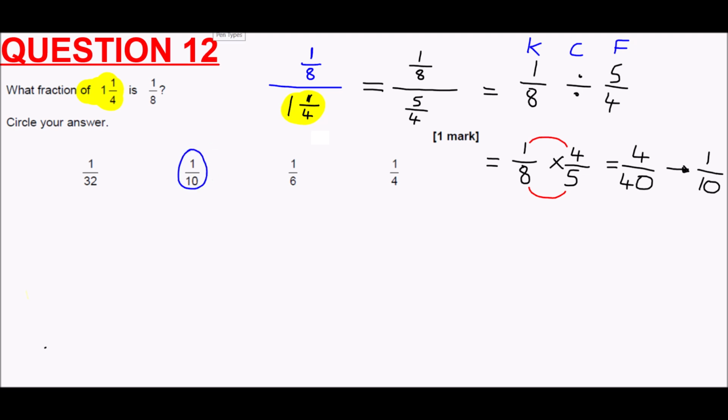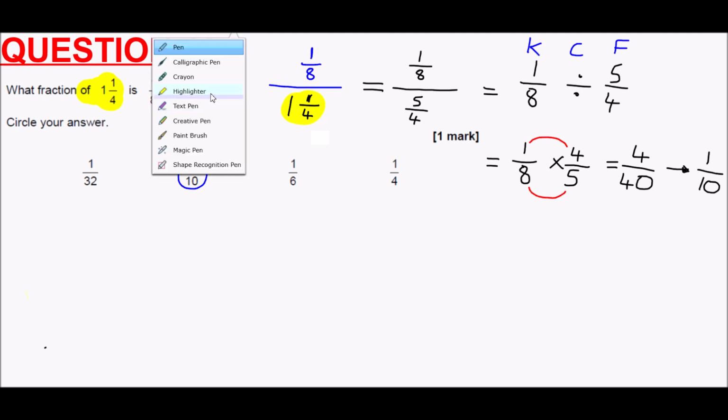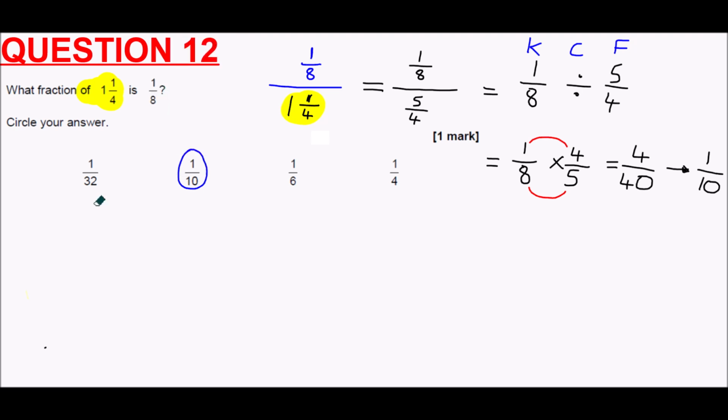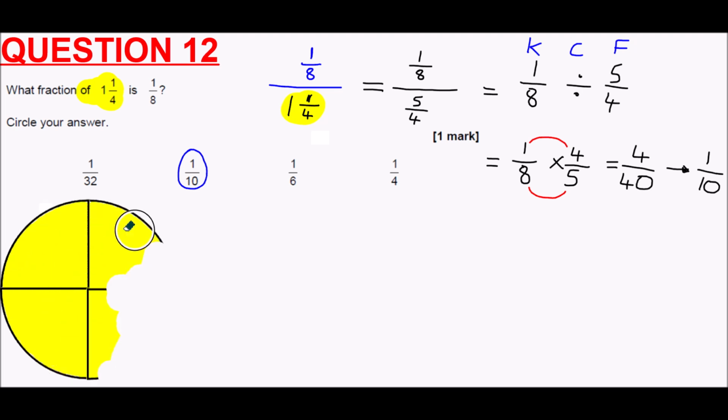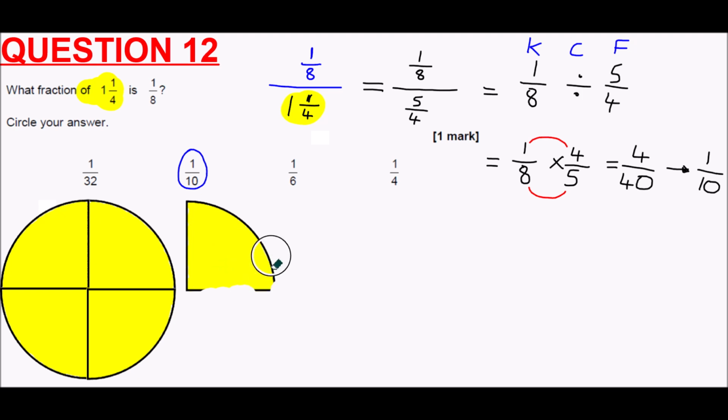Now we can do this in terms of pictures as well. So doing it as pictures, as long as you can draw it accurately and visualize, the picture method I'm going to show you now I think is somewhat easier. So what I've done here is I've drawn 1 1/4. So there's one whole circle, and 1/4 of a circle. So that's 1 1/4.